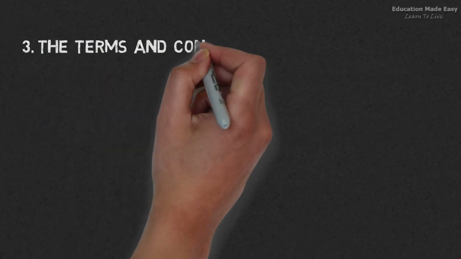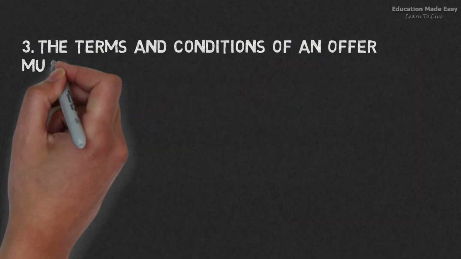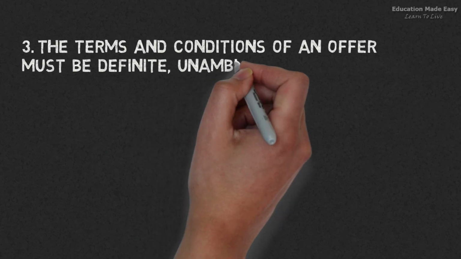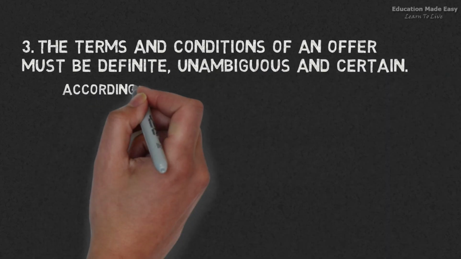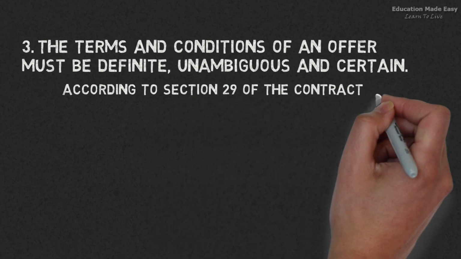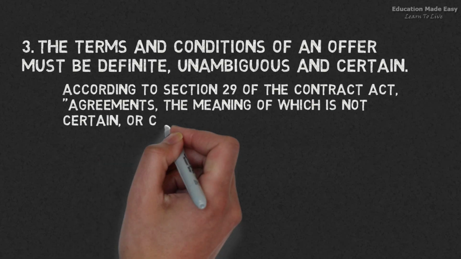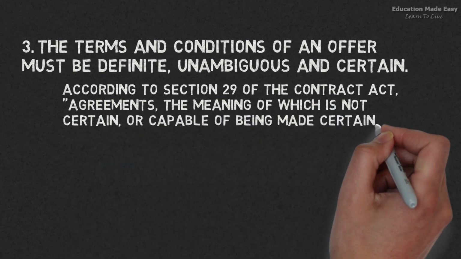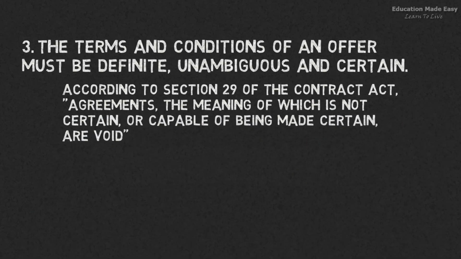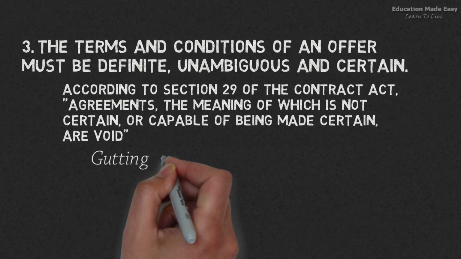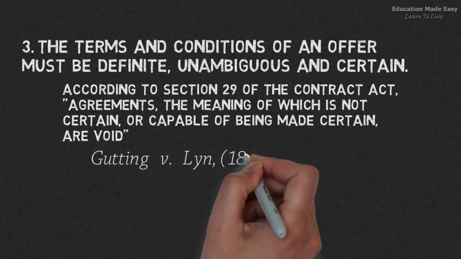3. The terms and conditions of an offer must be definite, unambiguous, and certain. According to Section 29 of the Contract Act, agreements, the meaning of which is not certain or capable of being made certain, are void. The case related to this is Gutton versus Lynn.